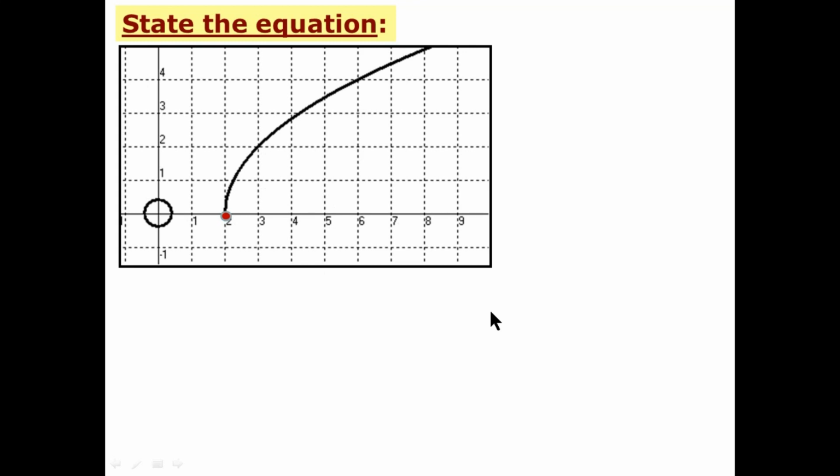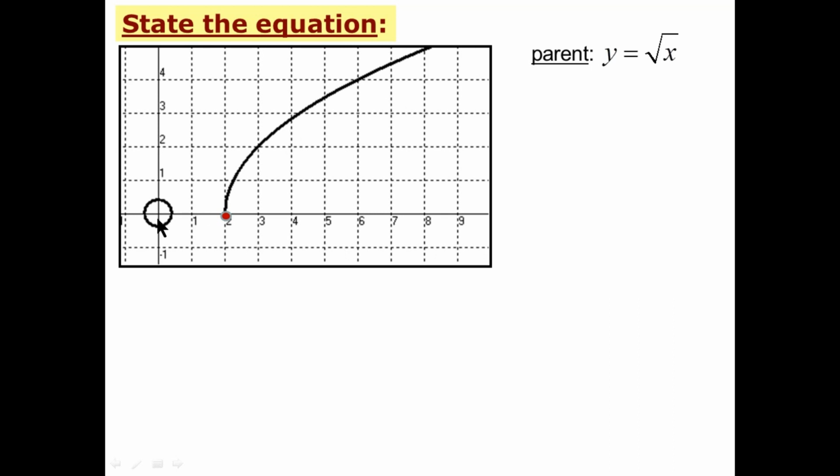Let's do it again. State the equation of the graph. Well, we see that it's a half a parabola that opens to the right. This is the beginning point, the parent function. Oh, it's been transformed, it's been shifted and stretched, sure, but it's a half a parabola that opens to the right, so that's our parent function. That's why we learned the parent function.